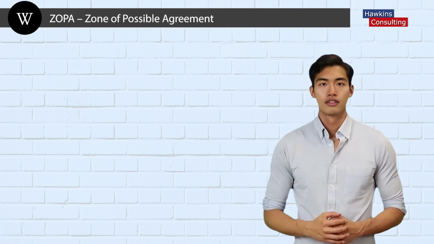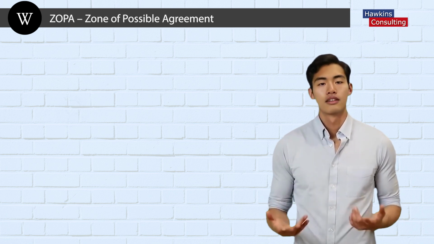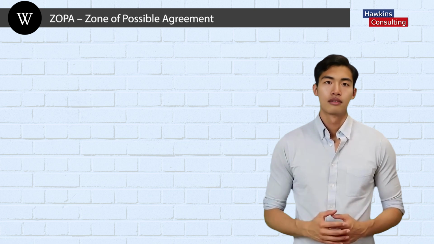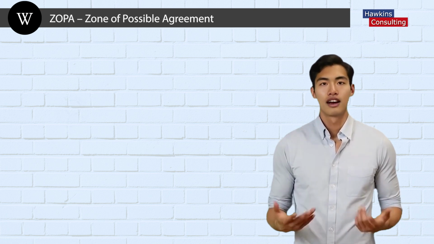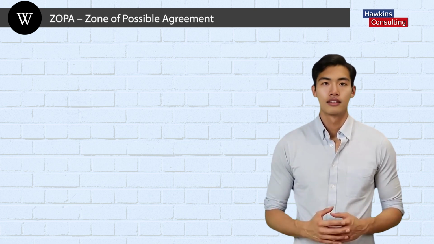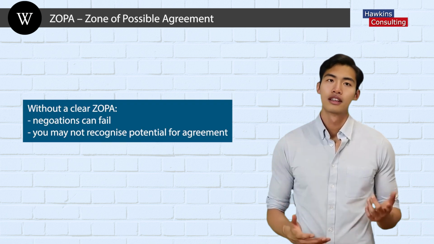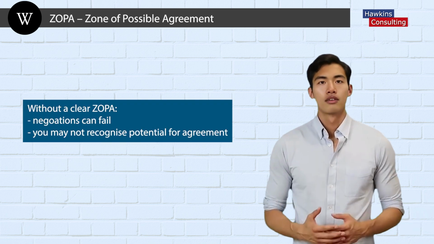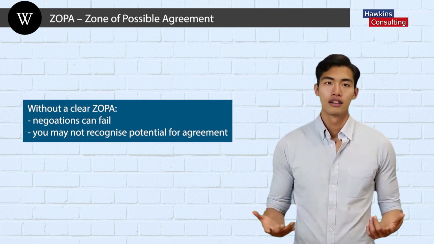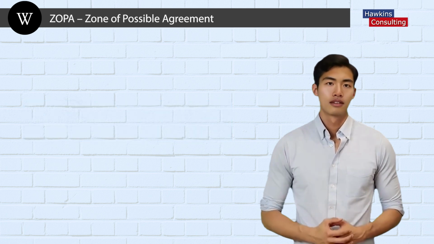Understanding the ZOPA is crucial for successful negotiations. It helps you focus on areas where both parties' interests overlap, making it easier to find a win-win solution. Without a clear ZOPA, negotiations can stall or fail, as parties may not recognize the potential for agreement.